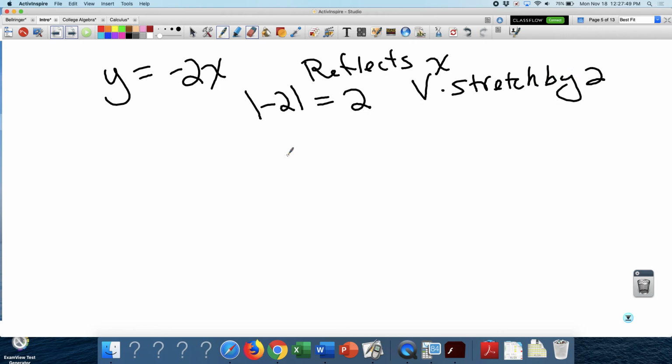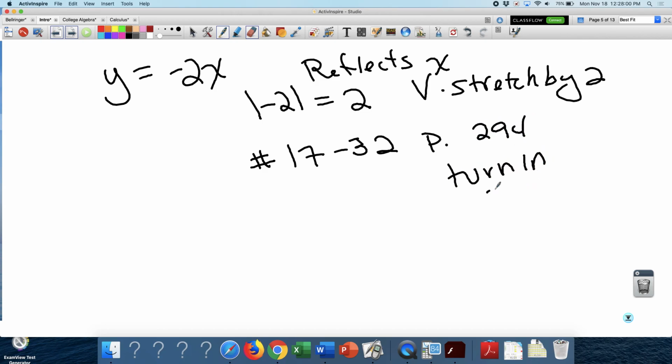All right, here's your assignment. 17 through 32 on page 294. You will turn it in tomorrow. I'm taking a picture of it because we got 2 minutes. Now, you have the book online. Okay. Go to Canvas, go to Pages, I believe, and click on the link, and it will download to your computer.